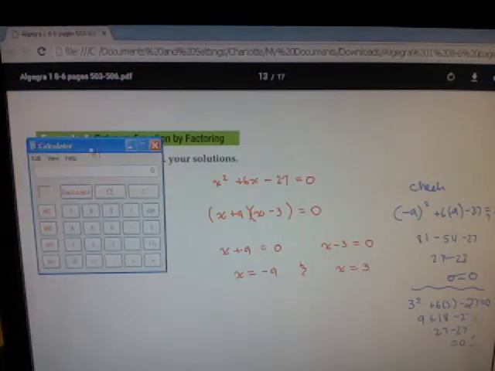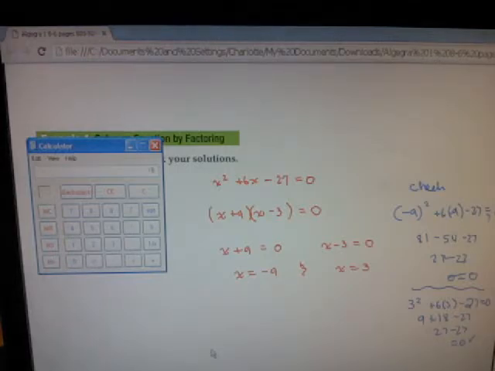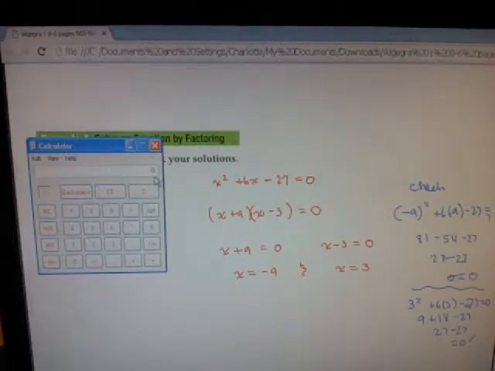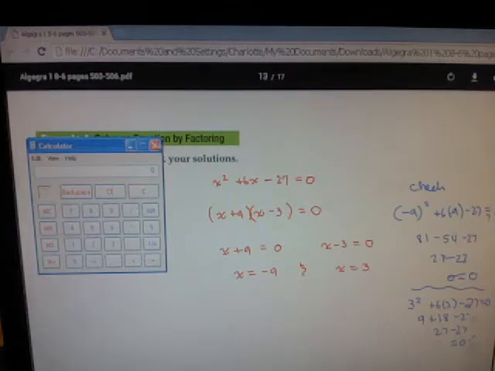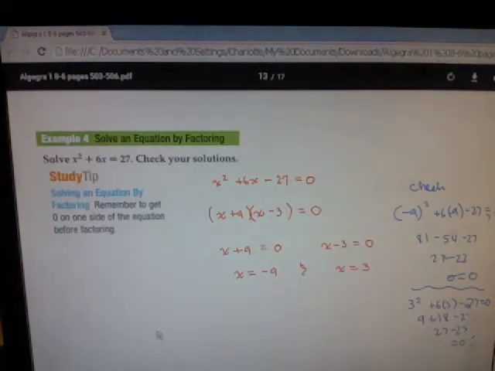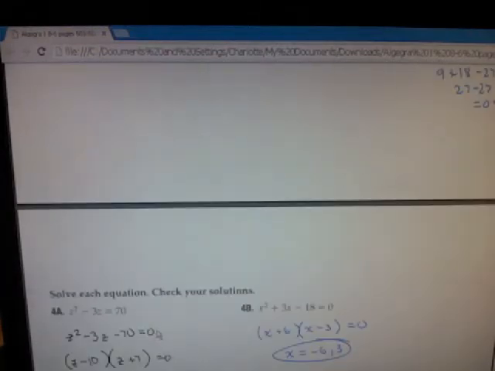Let's bring this down here where we can see a little bit better. Now if I take the 3 and I say 3 times 3, that would be 9. And 3 times 6 would be plus 18. Minus 27, and there I get 0 again. Remember, I'm using the zero product property, so my answers should check out to be 0. Alright, let's look at a few more examples.